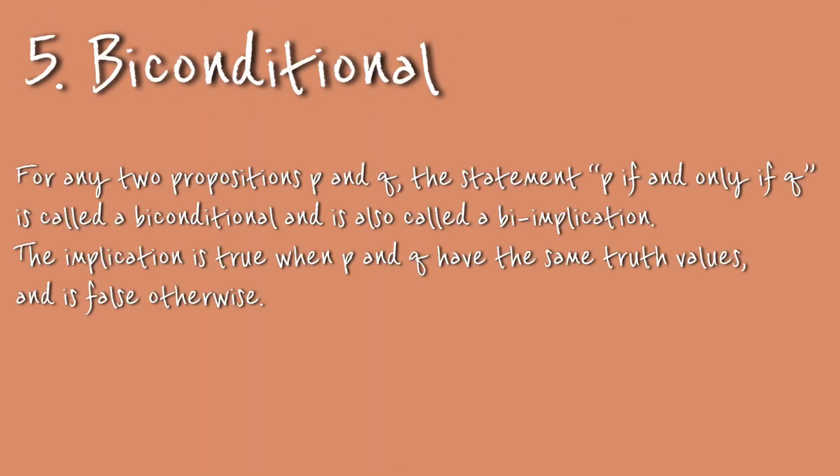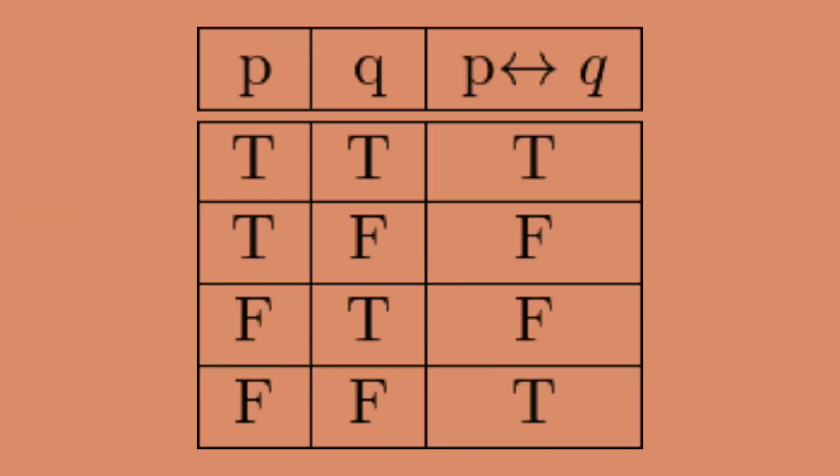Lastly, the biconditional or double implication. For any two propositions P and Q, the statement P if and only if Q is called a biconditional and is also called a bi-implication. The biconditional is true when P and Q have the same truth values and is false otherwise. This is the truth table of P if and only if Q.